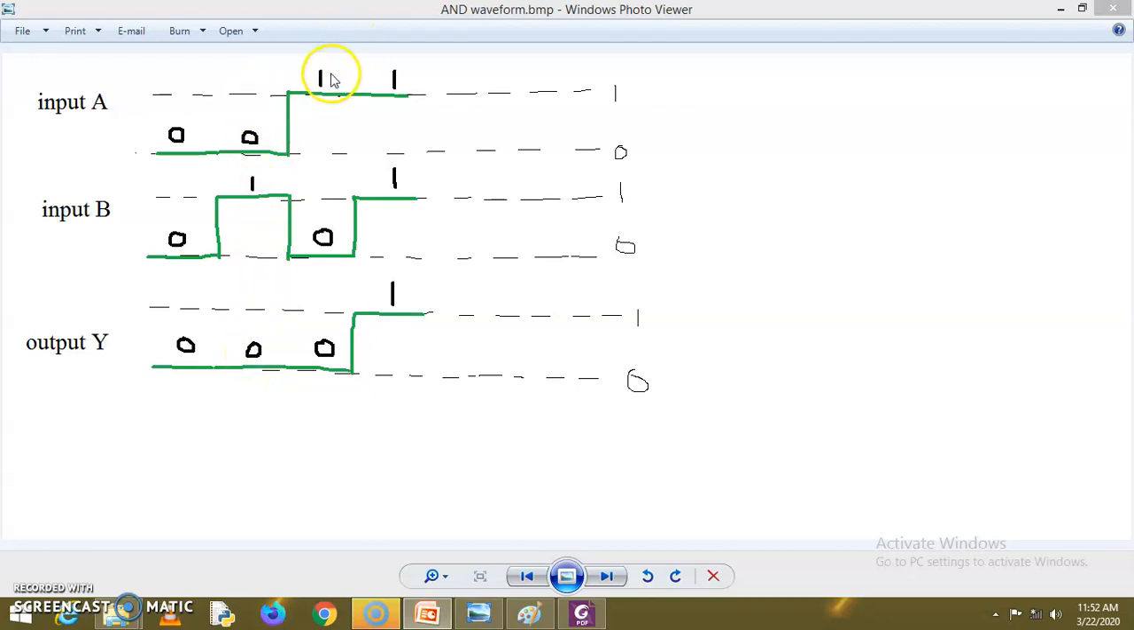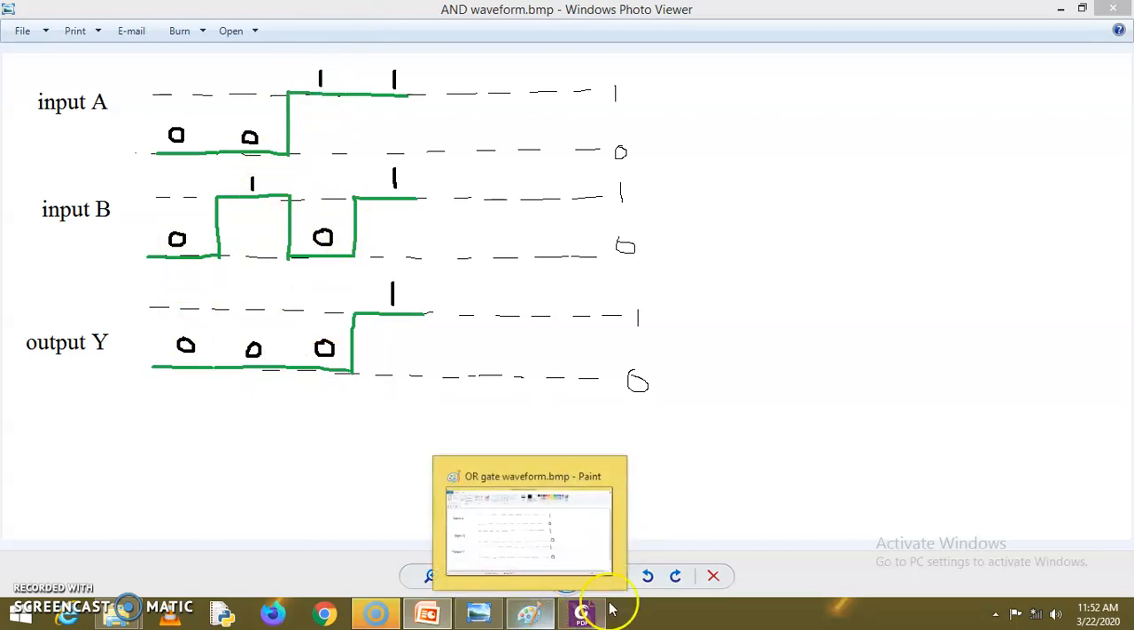Similarly, third, input A is 1, input B is 0. So that time output is also 0, because this is a multiplication AND gate. So 0 into 0 is 0, 0 into 1 is 0, 1 into 0 is 0.